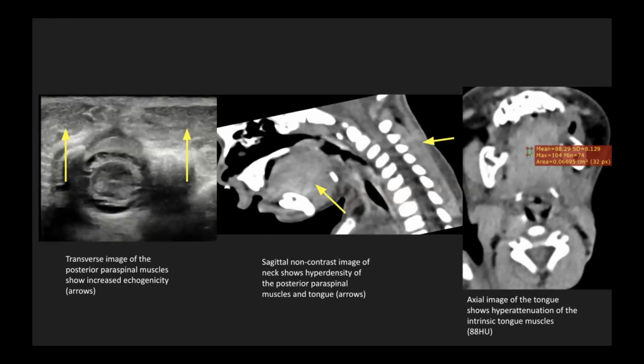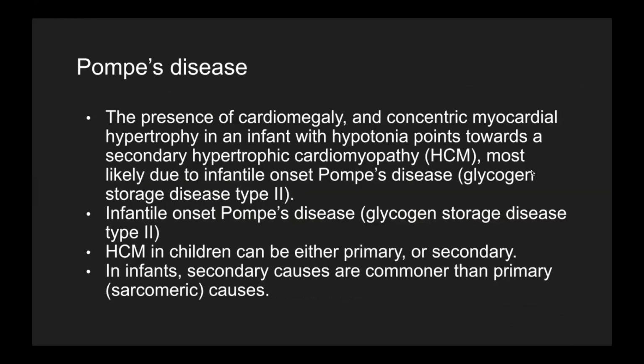And a similar appearance was seen in the paraspinal muscles. Also, echogenicity was increased in the epidural space. So if it is not fat, definitely not fat, then what can be more echogenic? Glycogen. So it was diffuse deposition of glycogen everywhere, and we were dealing with Pompe's disease, or glycogen storage disease type 2.